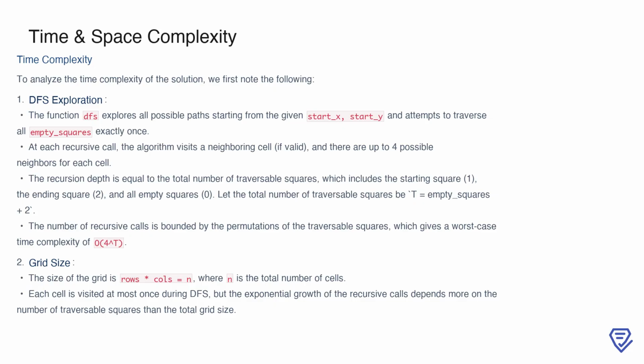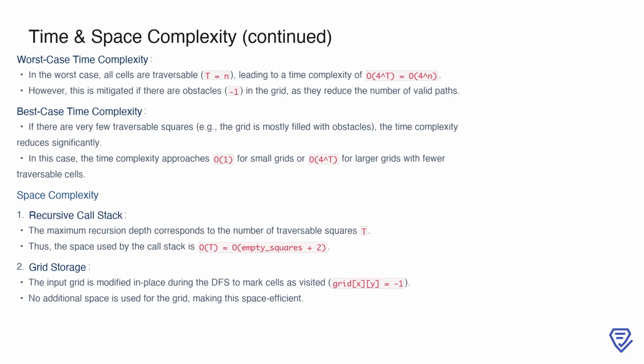grid size. In the worst-case scenario, where every cell in the grid is traversable, t equals the total number of cells, n. This means the time complexity reaches its upper bound of O(4^t), or O(4^n).